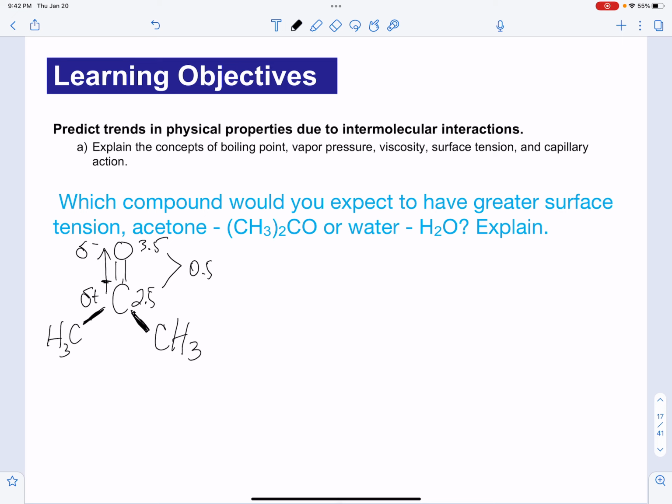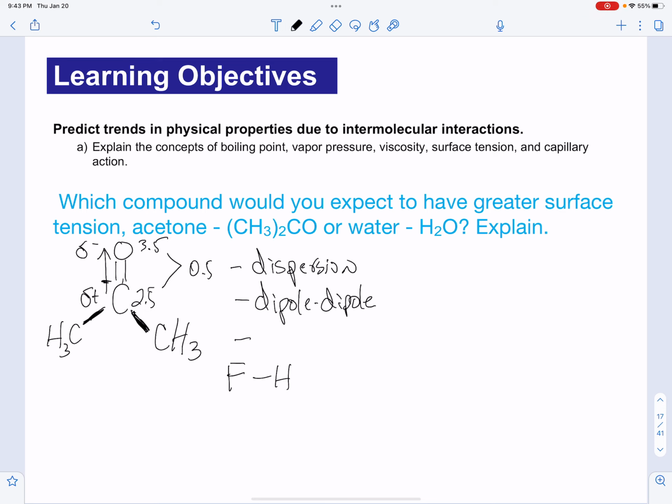So this molecule is a polar molecule, which means it will have dispersion. Because it's a polar molecule, which is a dipole, it's going to have dipole interaction with other molecules. And does it have hydrogen bonding? Well, for hydrogen bonding, you need FH, OH, or NH to be present for hydrogen bonding to be possible. That doesn't happen here, so there's no hydrogen bonding. It's not ionic. So there are two forces going on for this one.